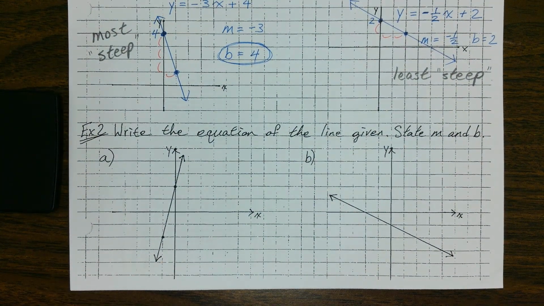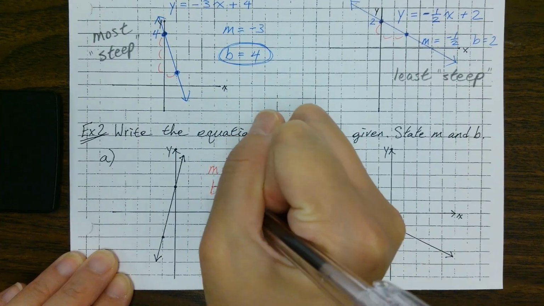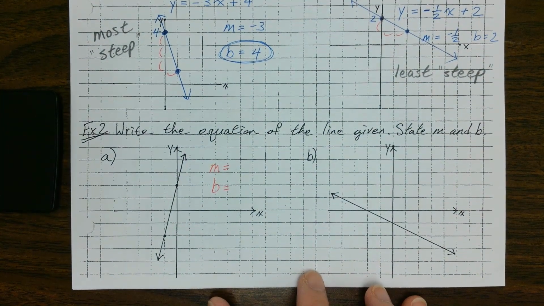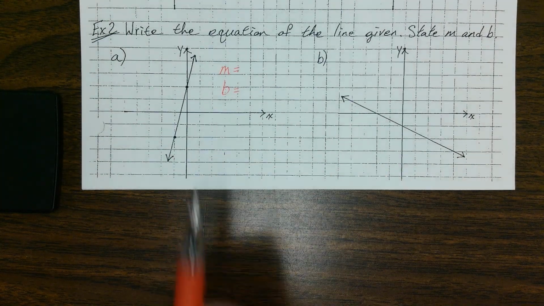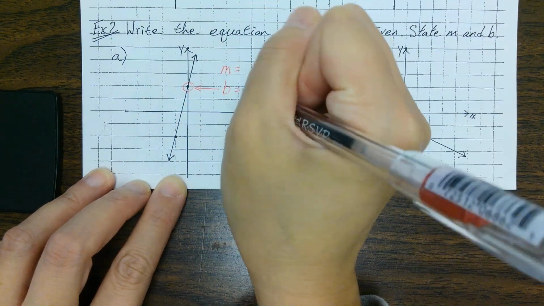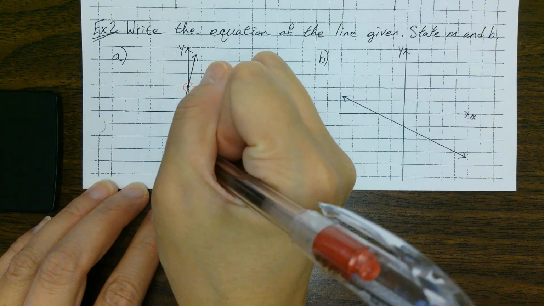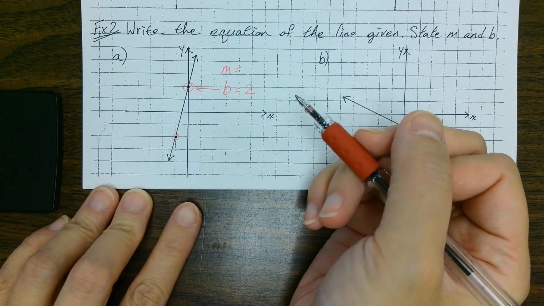Okay? Write the equation of the line given. So now that we know how to graph the line, can we do the opposite? Given a line, can we come up with the equation? As you know, all we need is the m and the b. Okay, what's our y-intercept here? 2, right here. This right here is 2. I have this other point right here, so I have to find my slope.